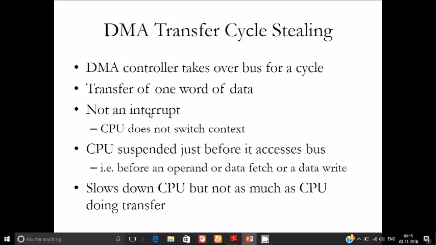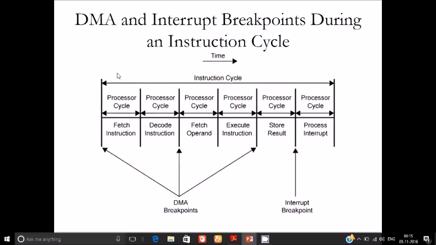The DMA now comes to the DMA transfer by cycle stealing. Cycle stealing is a word familiar to you because I already explained what cycle stealing is. The DMA will take control of the bus at a particular interval of time, like a particular cycle, and transfer one word of data. It is not an interrupt. It transfers the data, but the CPU doesn't switch context. The CPU suspends just before access of the bus, before an operand or data fetch. It slows down the CPU, but not as much as the CPU doing the transfer itself. This is DMA transfer by cycle stealing.